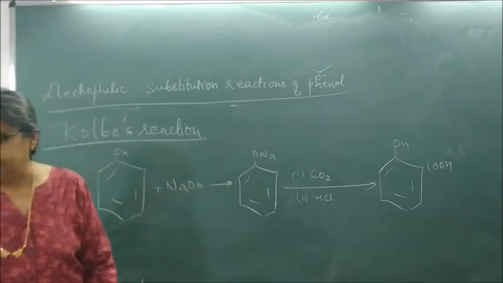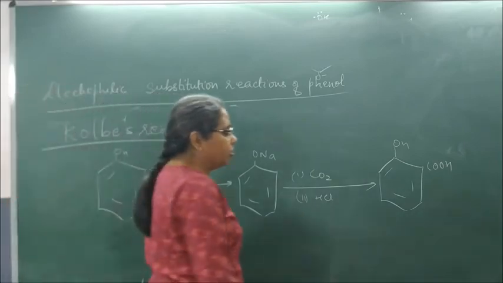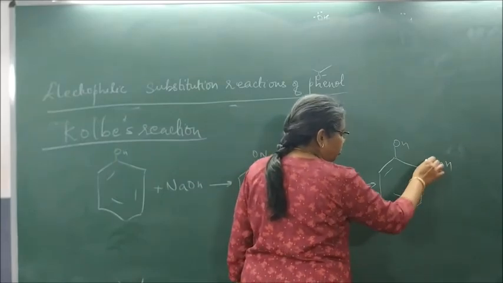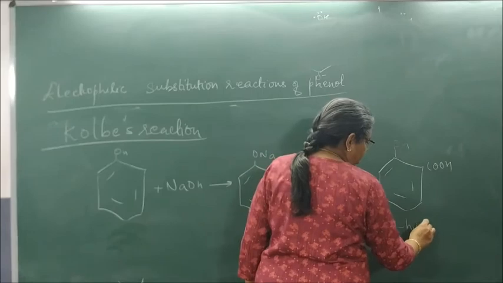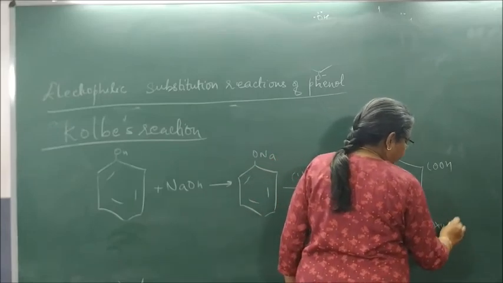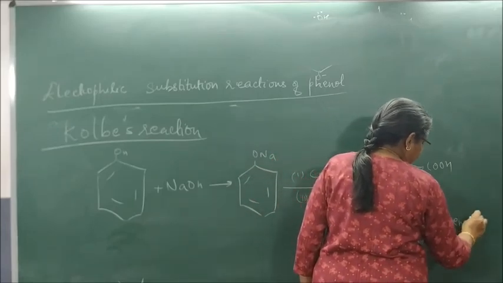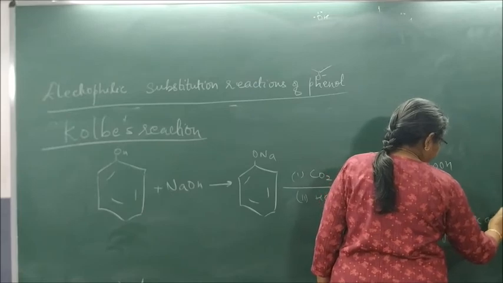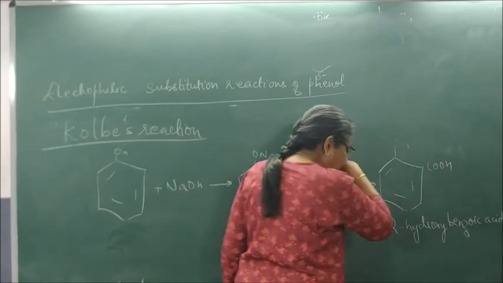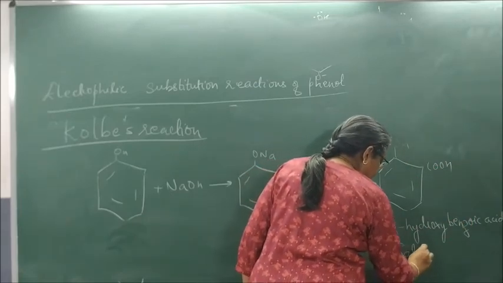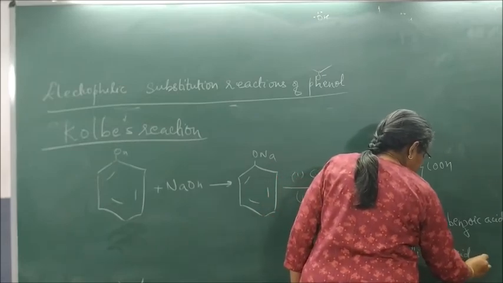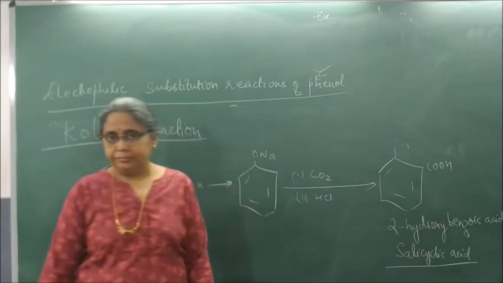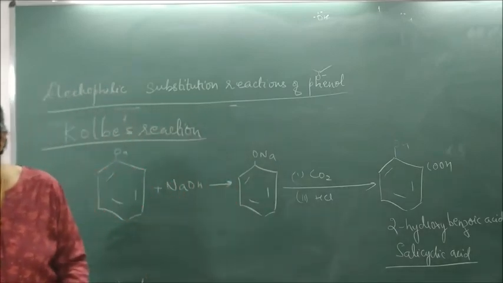Please write. And what is salicylic acid also called as? 2, because COOH is given preference. It is called 2-hydroxy benzoic acid, or salicylic acid. Please write.